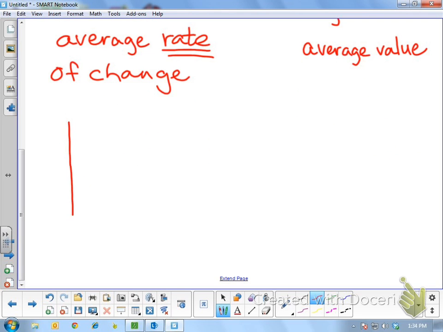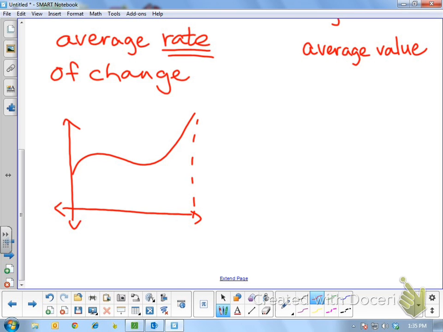So let's say I had a function, just a random function. When we talk about temperatures, this would probably not be the best one for temperatures. I just made up a random one. And we want to find an average value.